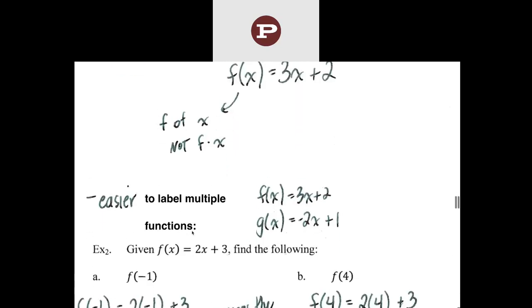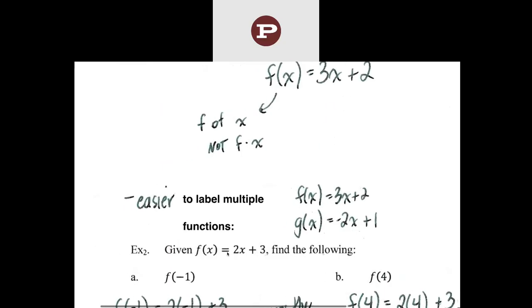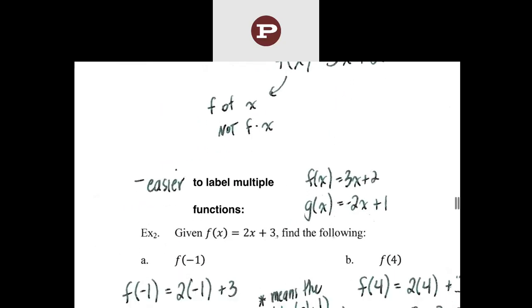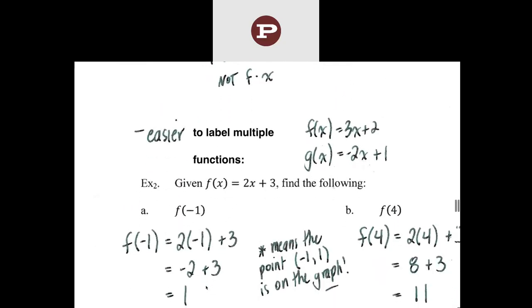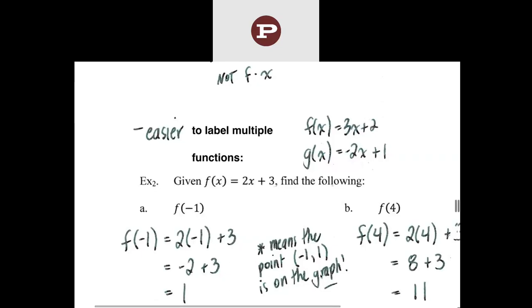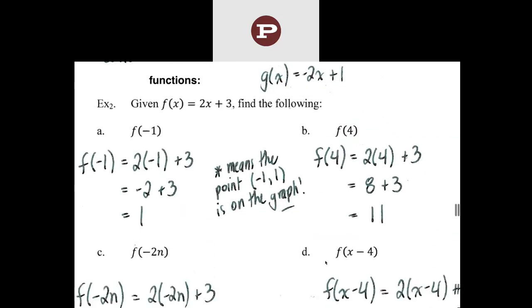Okay, so f of x is equal to 2x plus 3, so all of this is just basic substitution. f of negative 1, I plug in negative 1, and that tells me that y is equal to 1 when x is equal to negative 1. That's what this point means. So x is negative 1, y is 1 on the graph. Same thing at 4, basic math there.